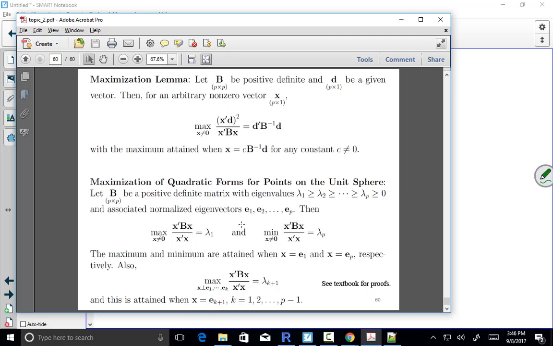When we're trying to solve a model, fit a model, how do I find the coefficients that best fit the data? Ultimately, that translates to maximize a quadratic form. And these results give us the answer there.